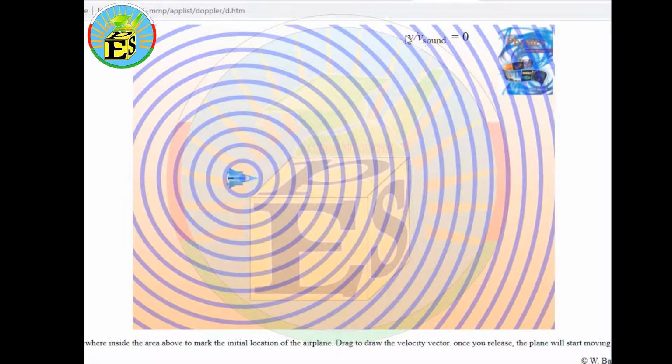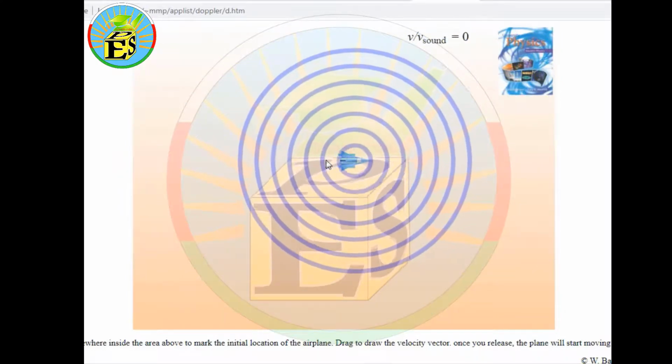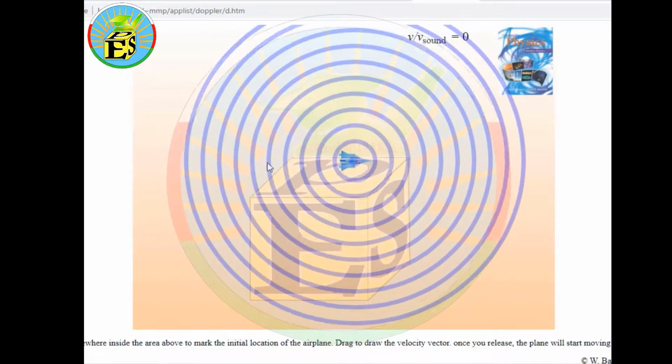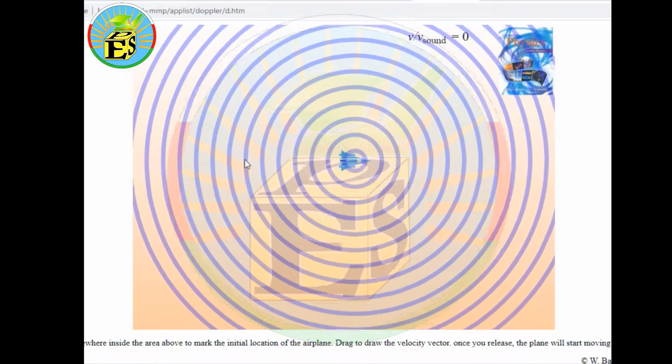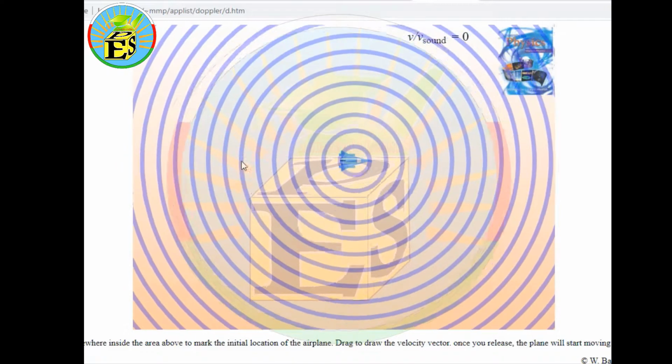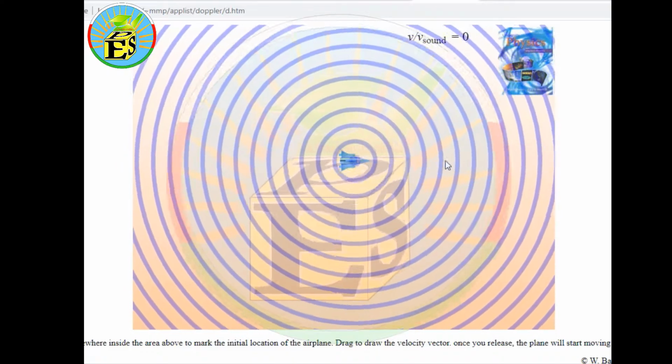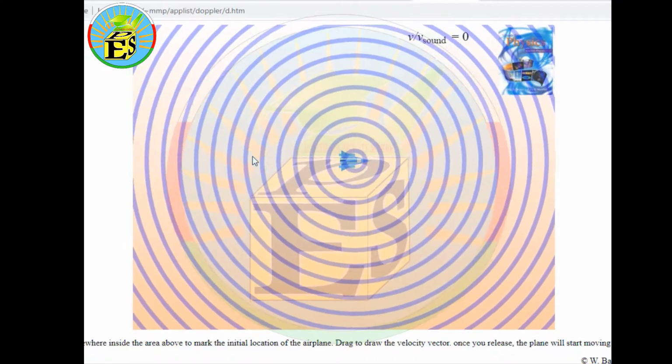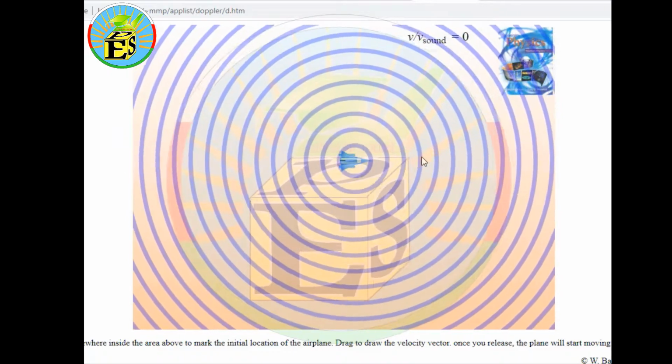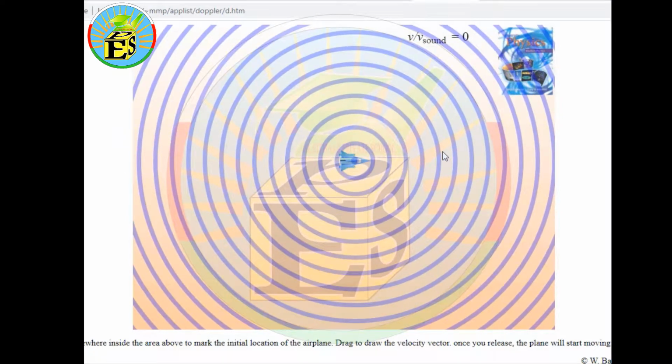Now the ratio between the speed of the object and the speed of the sound is zero. It means the object is fixed. So we can see that the distance between the wave fronts, between the two lines, behind the object is equal to the distance between the wave fronts in front of the object.